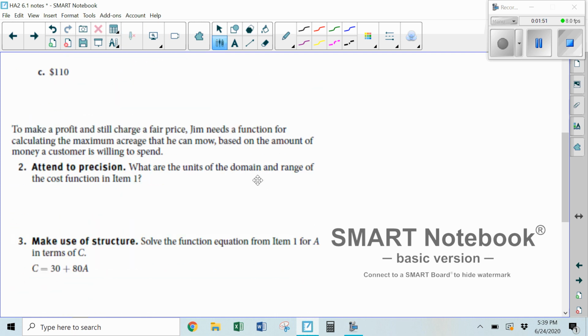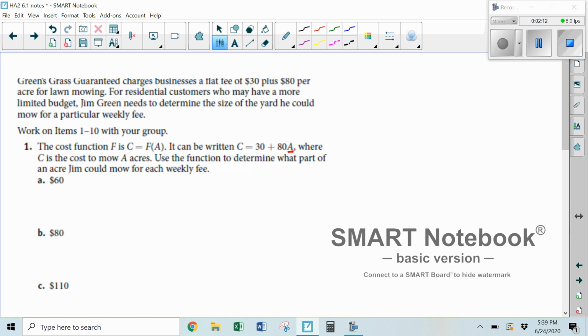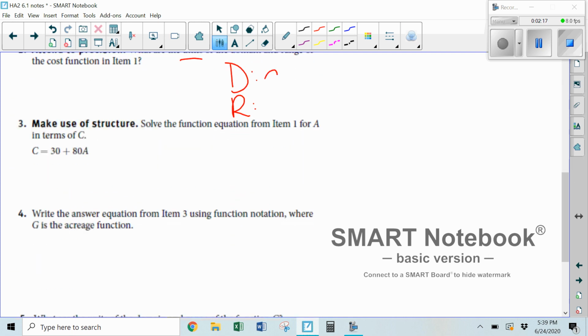Okay. To make a profit and still charge a fair price, Jim needs a function for calculating the maximum acreage that he can mow based on the amount of money a customer is willing to spend. What are the units of the domain and range of the cost function in item 1? So domain is input, range is output. So the input is the acres, and the output is the cost. We need units, so dollars.